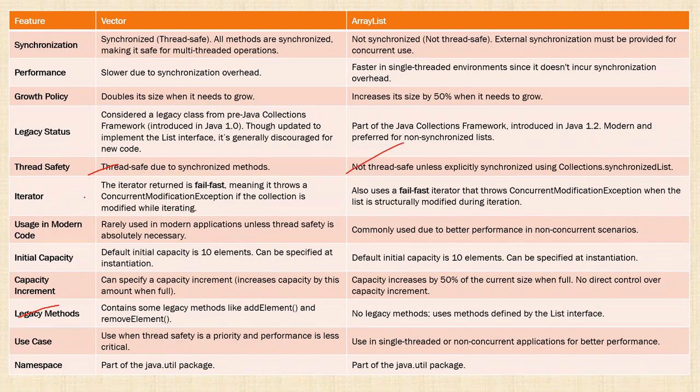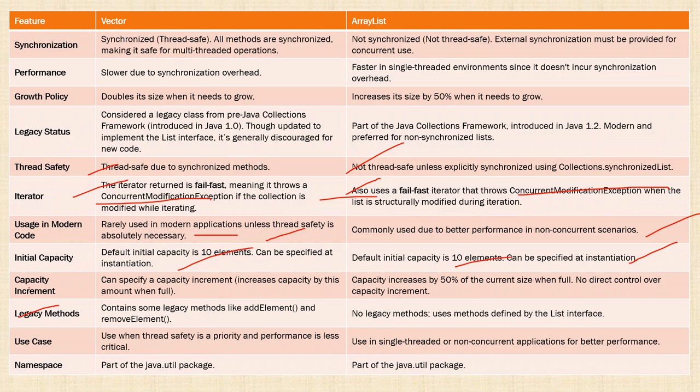Iterator: it is fail-fast in case of vector, and it is also fail-fast in array list. So both are similar. Array list throws the ConcurrentModificationException, and vector also throws ConcurrentModificationException. Both have similar functionality. Usage in modern code: vector is rarely used because it is legacy code. Nowadays no one is using vector, and most people are using array list. Initial capacity is 10 for vector, and for array list also the initial capacity is 10. So this is similar.